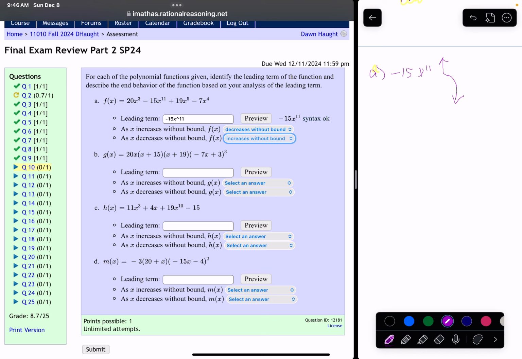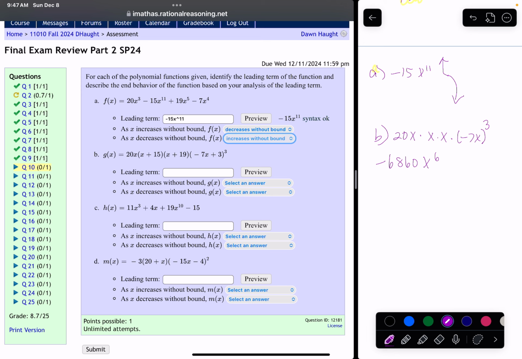A and C are the same. Now let's do B. I'm going to pull out the x's and the powers from everything. So I got a 20x, I got an x, I got an x, I got a negative 7x. I got to pull that out, but to the third power. So now let's put that all together. 20 times negative 7 to the third power is a big number, but we can get that from our calculator. Negative 6860. And if I count up all the x's, I have 3 individual ones and then 3 in the parentheses, so I have an x to the 6th.